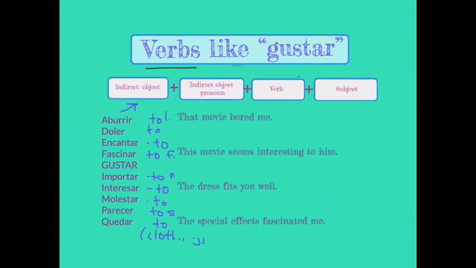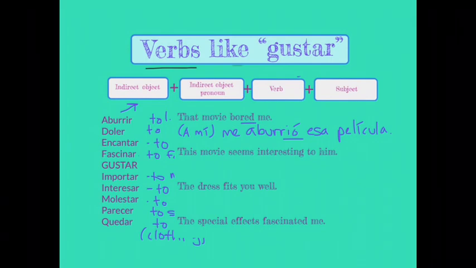Alright, let's translate these. Número uno. That movie bored me. Or that movie was boring to me. Now, to whom was it boring? Me. Optional, so I put it in parentheses. IOP, me. Now, because it was the movie, it's singular, but we have bored, so it's aburrió, el pretérito. And then our subject, esa película, that movie. So, me aburrió esa película. It's like a backward sentence. The subject's way at the other end.